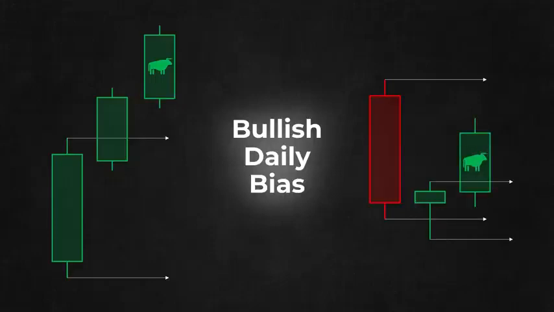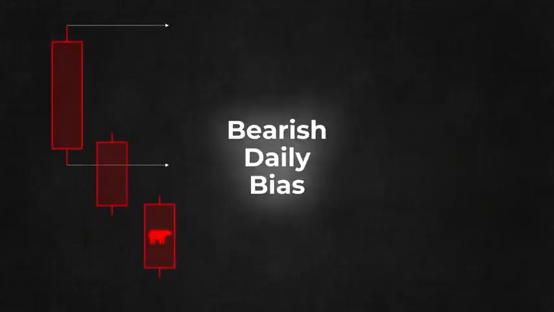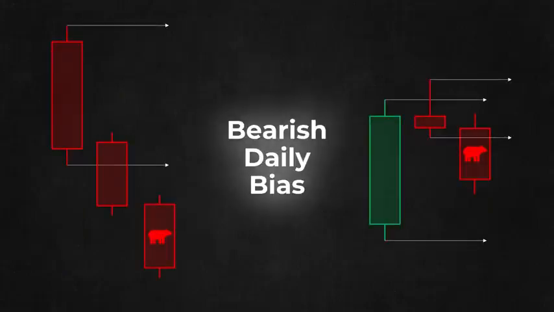In the second case, we can expect the next day to be bullish or at least the high to be met. In the case of a bearish daily bias, the rationale is the same. If price breaks and closes below the previous day's low, we have a bearish bias for the next day. If price breaks and fails to close above the previous day's high, we also have a bearish bias for the next day. In the second case, we can expect the next day to be bearish or at least to reach the previous day's low.